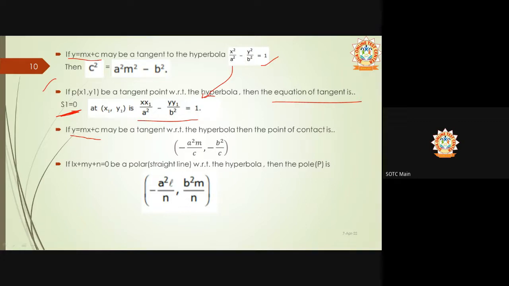Look, so what did he say? A tangent touches a hyperbola, so he asked to find that point. This point is also the same, but here the line is y is equal to mx plus c and here the line is lx plus my plus n is equal to 0. In this case, your formula will come minus a square l by n comma b square m by n, right?